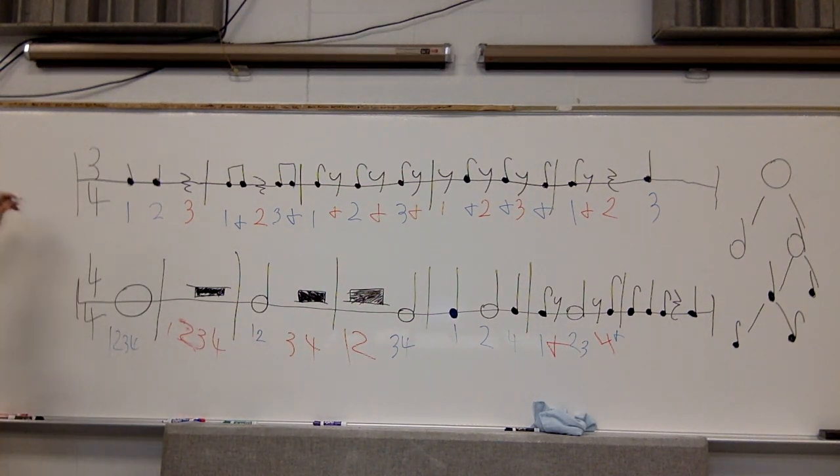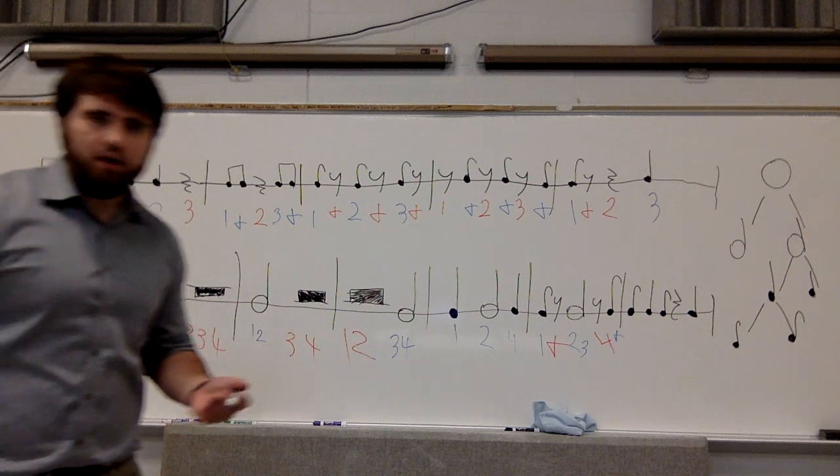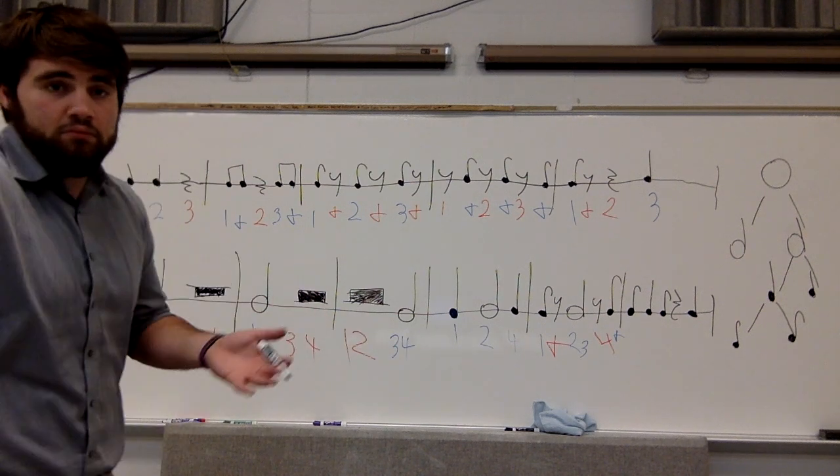Eighth notes. 2 eighth notes equal a quarter note. Right? That's how we get 1 and that covers the beat.